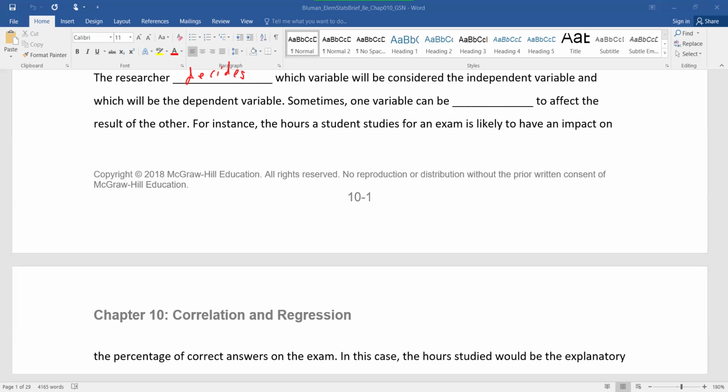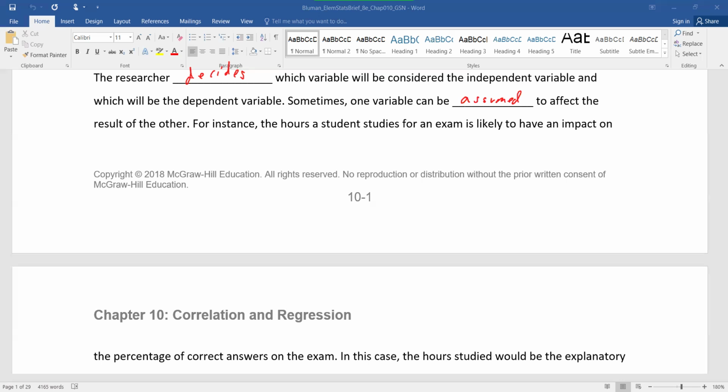Sometimes one variable can be assumed to affect the result of the other. For instance, the hours a student studies for an exam is likely to have an impact on the percentage of correct answers on the exam. In this case, the hours studied would be the explanatory variable, and the percentage of correct answers would be the response variable.